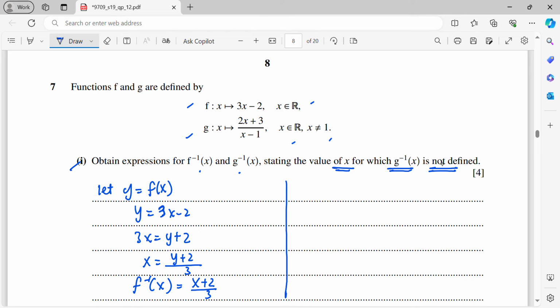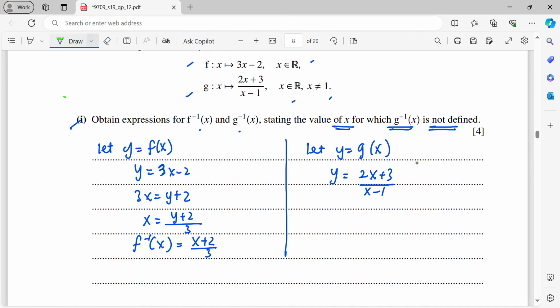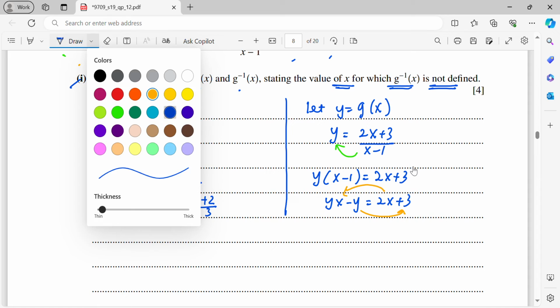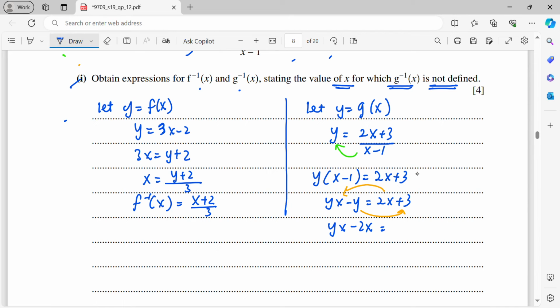Okay, now on the other hand, let y equals to gx. So now my y equals to 2x plus 3 over x minus 1. And now we need to get the x as the subject, means that I have to move out the x and combine with the y. So it's like y times x minus 1 equals to 2x plus 3. And do expansion for the left hand side. So yx minus y equals to 2x plus 3. And now to get the x, just group the terms with the x. Or probably I can just move the 2x to the other side, so that the minus y moves to the right side, it will be positive. So then from here, I will get yx minus 2x equals to 3 plus y.